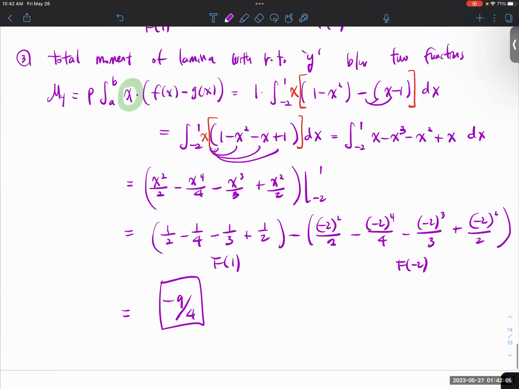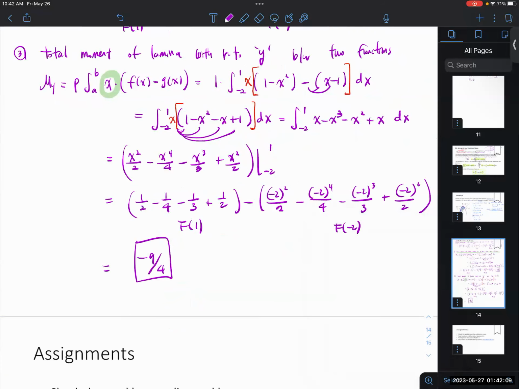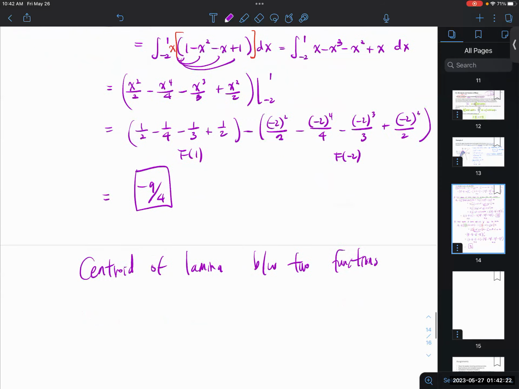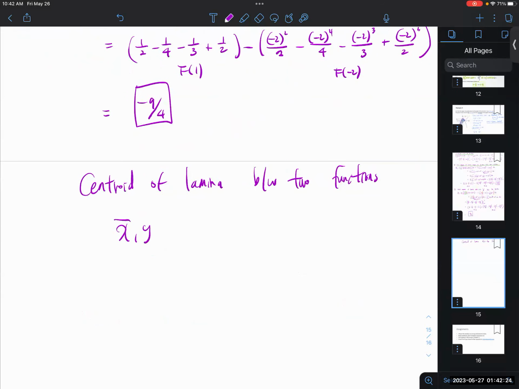This is the total moment of lamina. So what is your final answer? We are not done yet. We're going to find the centroid of lamina between two functions. Set (x bar, y bar) equal to (My over m, Mx over m).